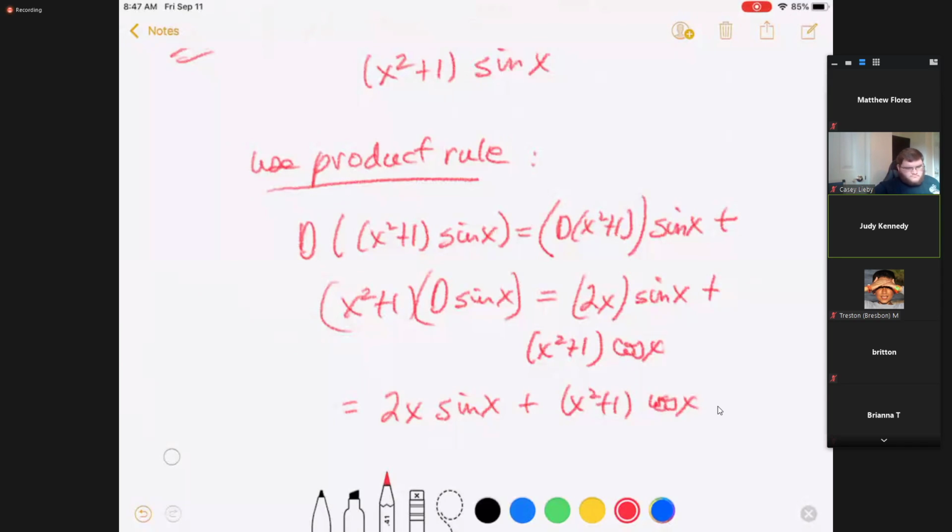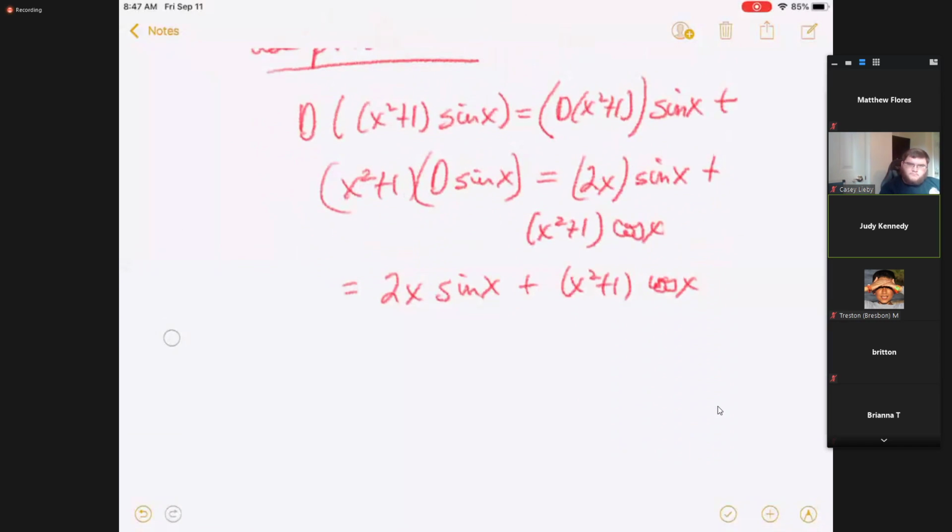Let me do one more example, and then maybe we'll call it a day. After today, you know how to use everything up through the quotient rule. We'll talk about the chain rule on Monday and maybe get into the derivatives of the trig functions. How about we do this example?